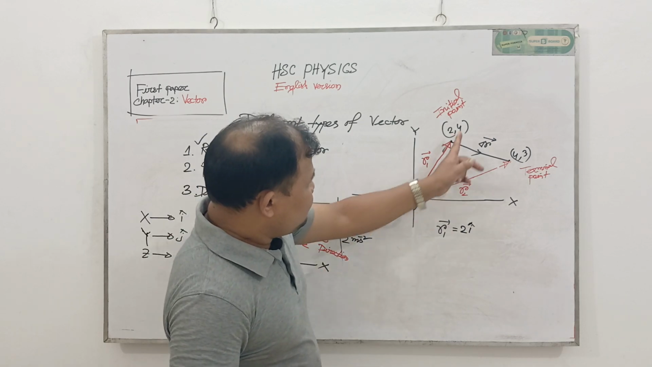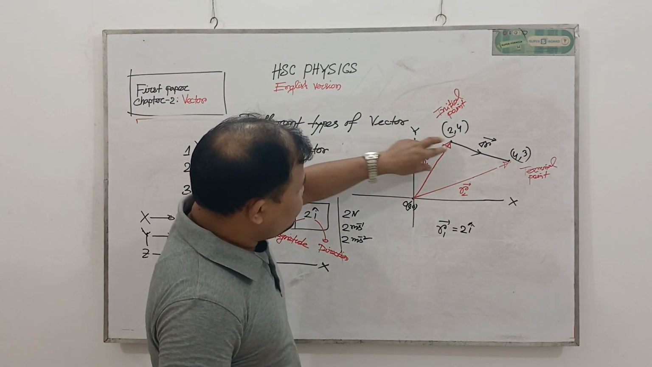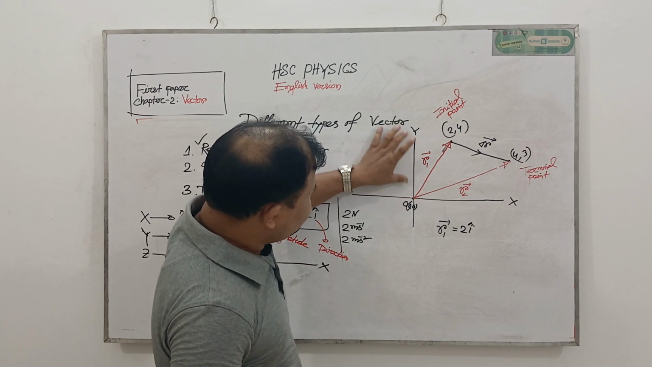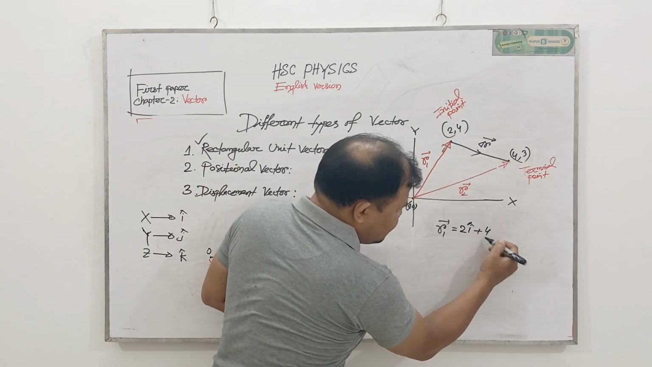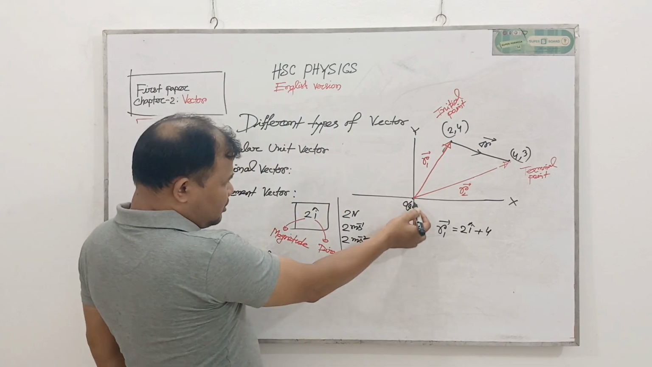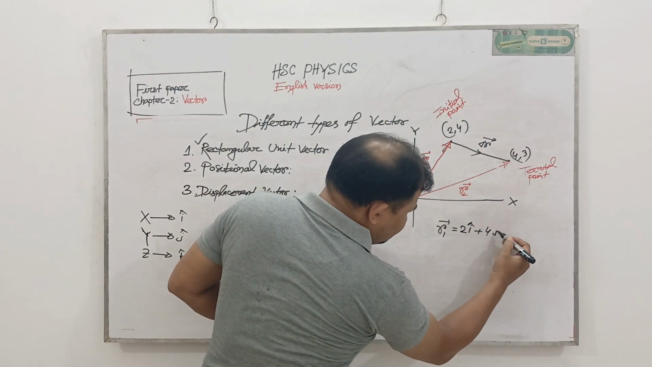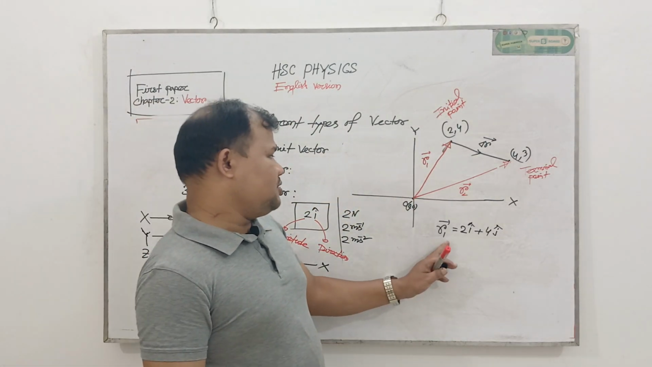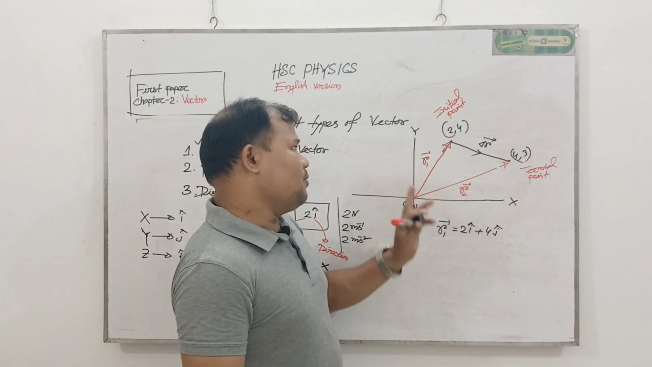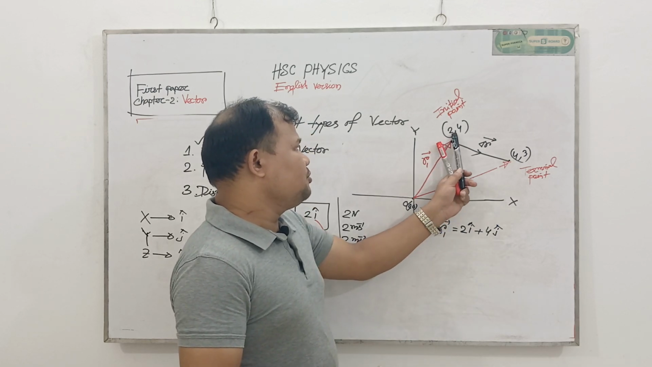Then 4 represents the value along the positive side of the y-axis. As this is positive, we write here positive. Then along the positive side of the y-axis, we use a unit vector, and the name of this unit vector is j cap. So we easily find out the positional vector R1. This R1 vector now represents the position 2, 4.